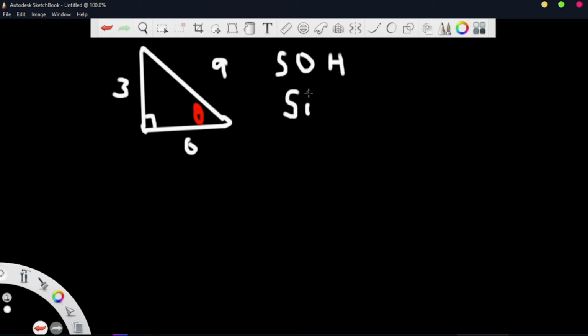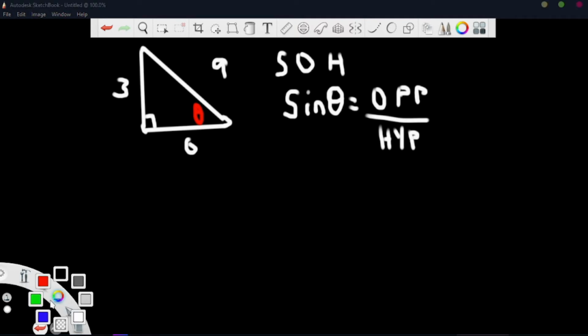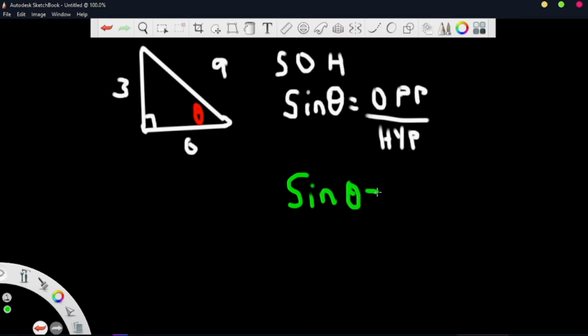If you want to write, you can write sine of theta is equal to opposite over hyp, to represent hypotenuse. So what am I going to have for my sine? The sine of theta will be equal to what is opposite to my angle. My theta is here, and the side opposite to theta is 3. And my hypotenuse is the longest side, opposite to the 90 degrees, which is 9. So here I'll have 3 over 9, which can be 1 over 3.